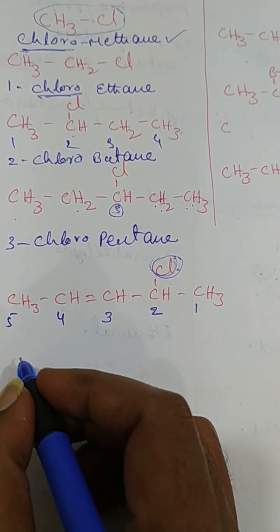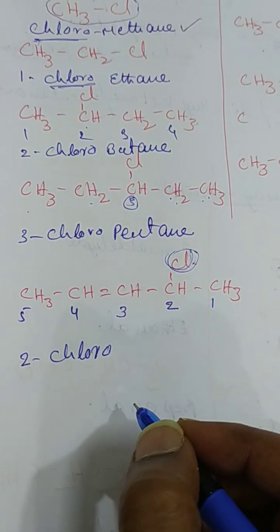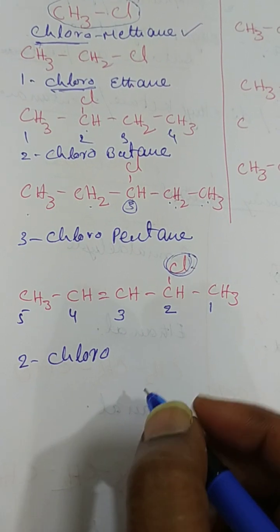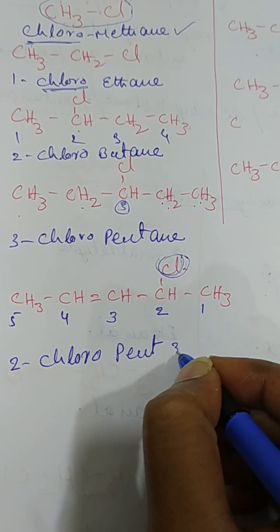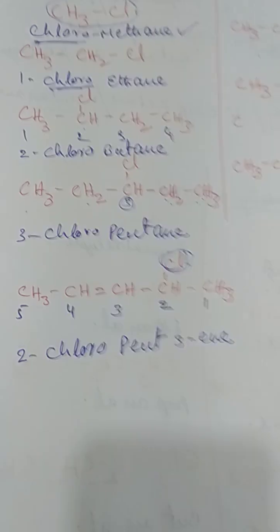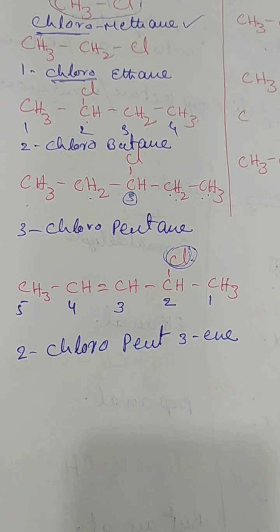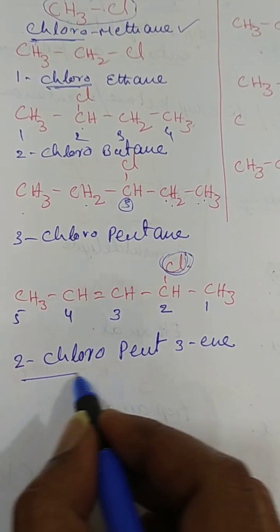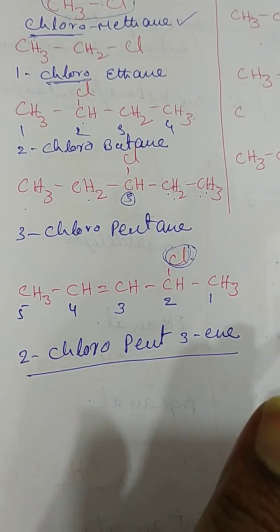Now I would like to write 2 chloro pent 3-ene. The IUPAC name of this compound is 2 chloro pent 3-ene.